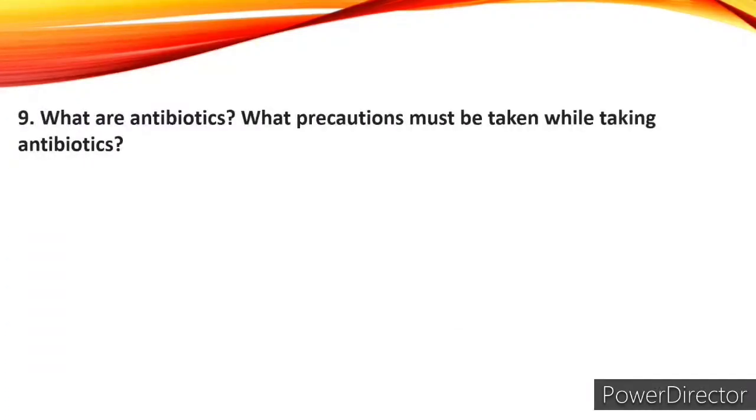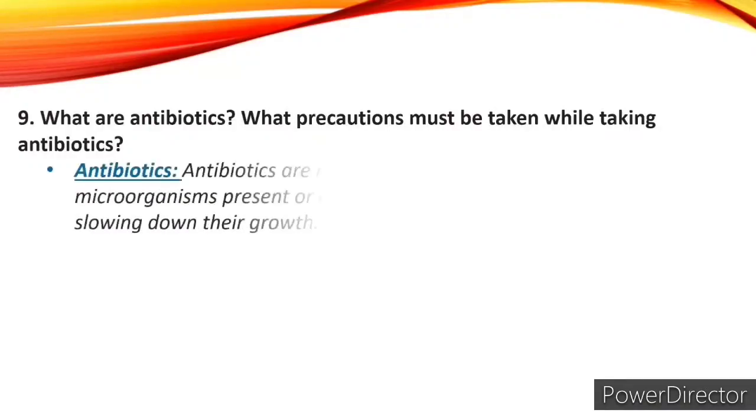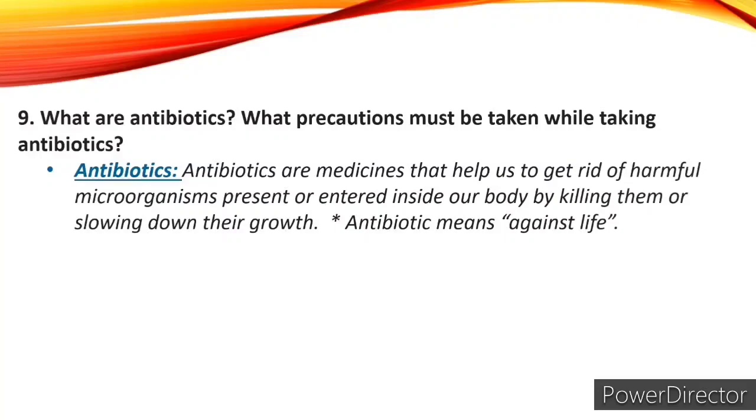Next one is, what are antibiotics and what precautions must be taken while taking antibiotics? Okay, antibiotics are medicines that help us to get rid of the harmful microorganisms present inside our body. How do antibiotics work? They prevent the growth of the microorganisms, or they can kill the microorganisms to protect our body. Antibiotic means against life.